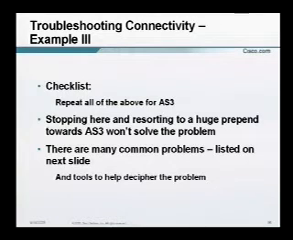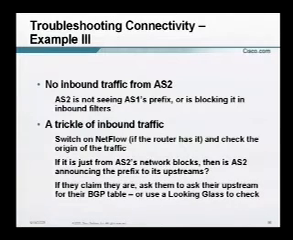Of course, what happens then is people will do that, and then they say, let's do a huge prepend, and that will solve the problem. But it's not going to. As I said before, a huge prepend, if you're the only path, is not going to make any difference whatsoever. So here, try and break it down into smaller pieces. AS2 is not seeing AS1's prefix, or it's blocking it in inbound filters. That's fairly obvious what you've got to do there. You just go to your neighbor and say, fix this.